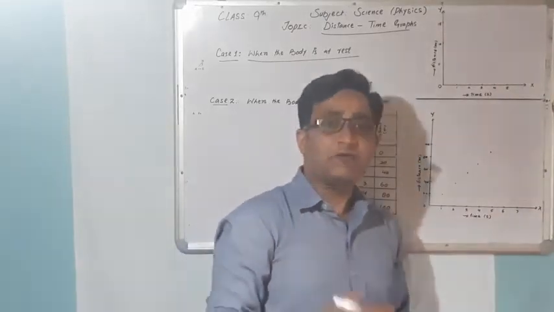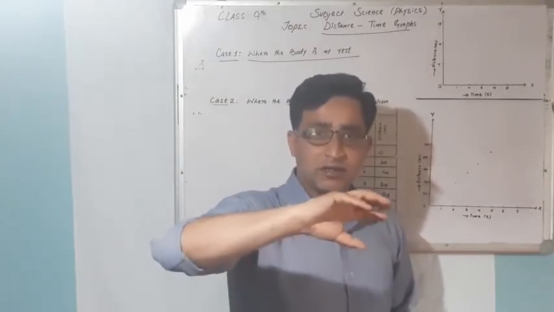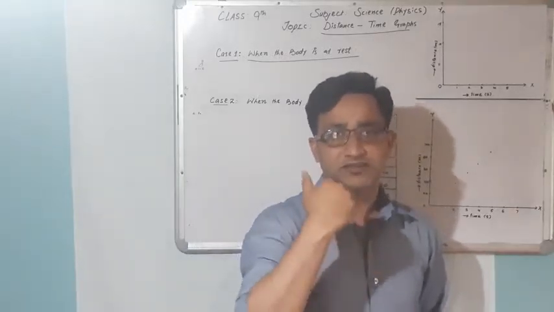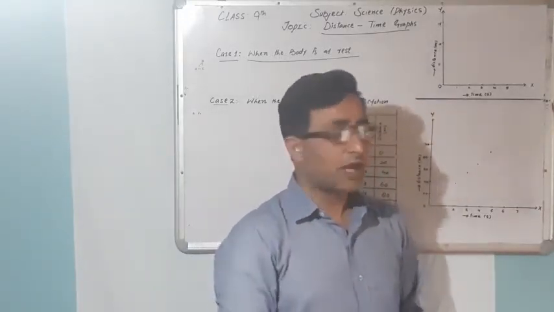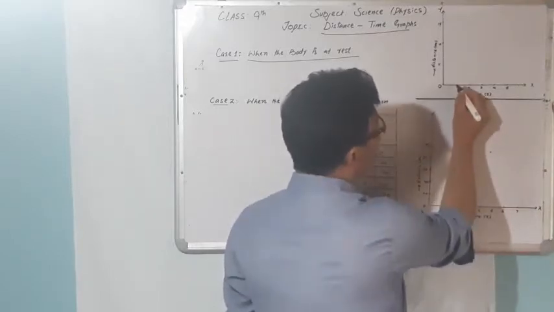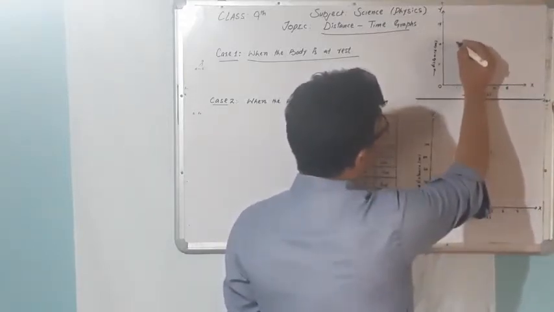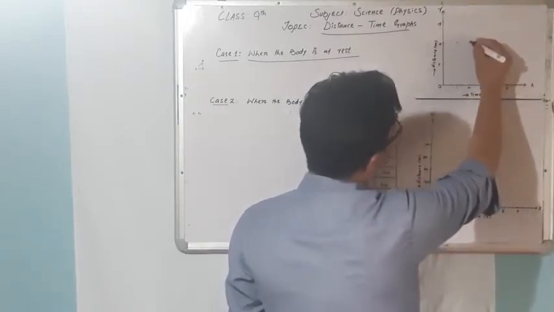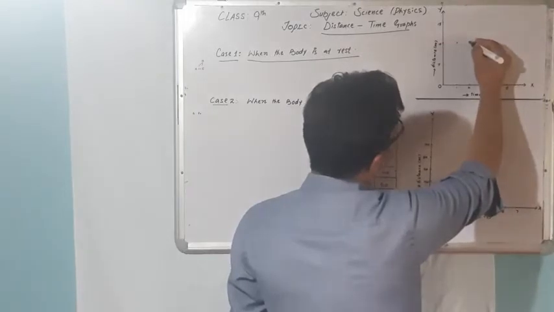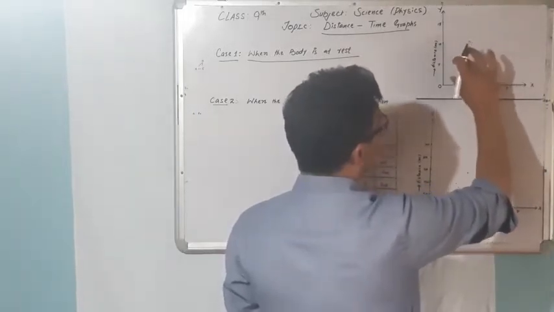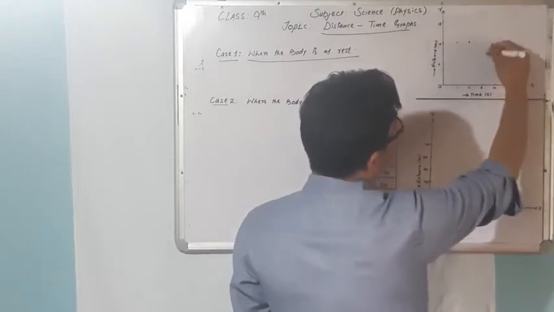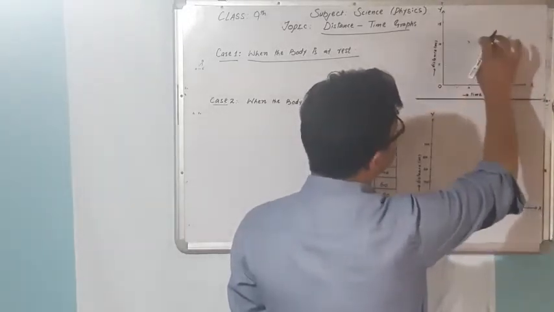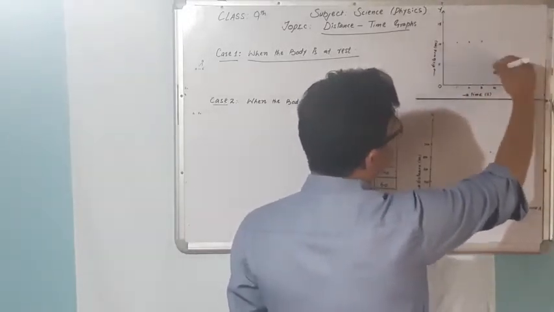Now, after that, the body will not change its position after successive intervals of time. If we see after 1 second, the body will be here only, that is 10 meters away. If we see after 2 seconds, the body will lie at the same distance, that is 10 meters away from the origin. And after 3 seconds the body will be at the same position, that is 10 meters.